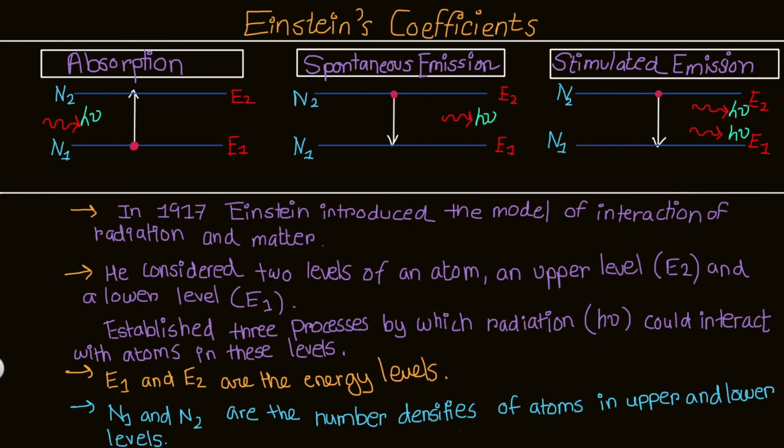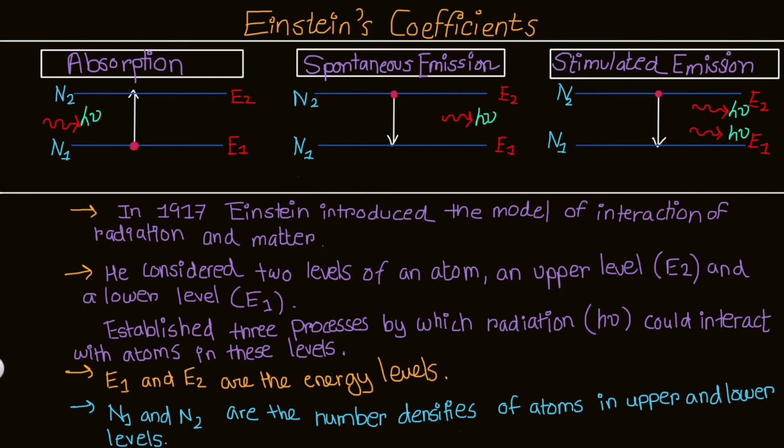Hi guys, I'm Tush, and today I'll be talking about Einstein's coefficients. I will explain how the coefficients are related to each other, so their relationship, and what kind of conclusion you can draw from their relationship. To understand this, first of all, you have to understand three processes by which radiation interacts with matter.